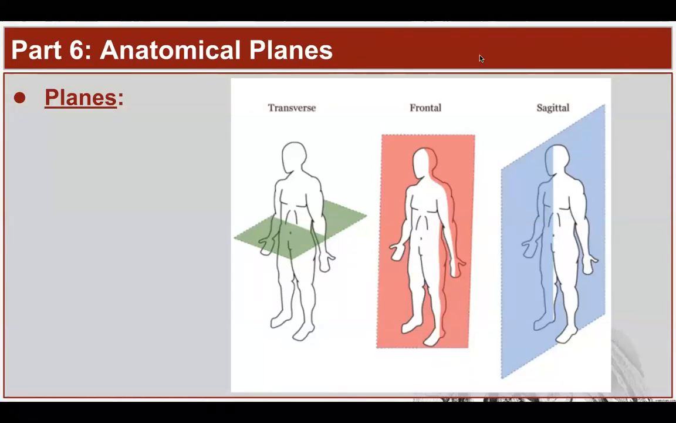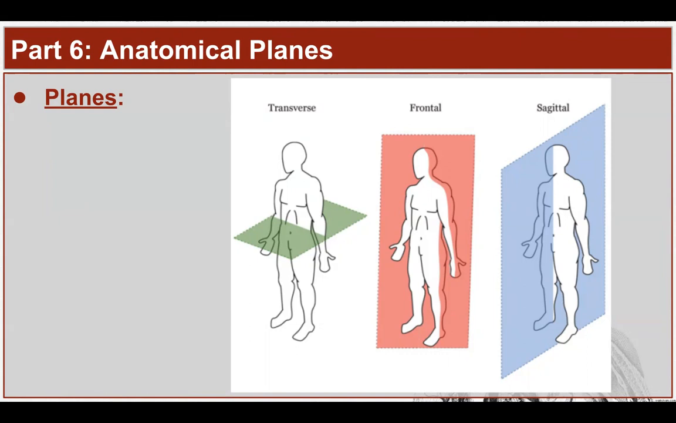All right, so today we are going to be wrapping up some of the concepts for chapter 1. So between today and tomorrow, we are going to be doing that. And right now we're going to talk about the anatomical planes.